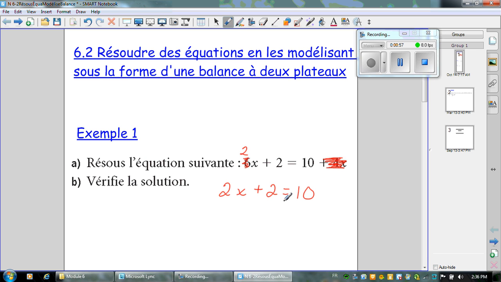Now, some of you can probably do that in your head. 2 times one number plus 2 gives you 10. Well, you know that what number plus 2 gives me 10? This has to be 8. 2x has to be 8. And 2 times what number gives me 8? X is 4. Now, if you can't get this, you just do the inverse operation. Minus 2 is 8. Divide by 2, 4.